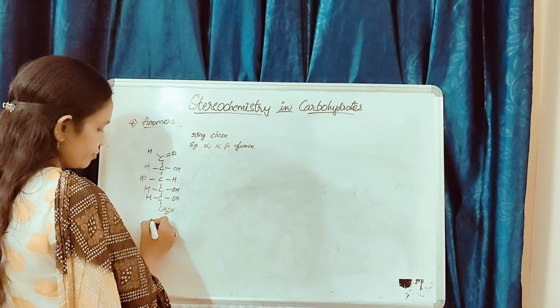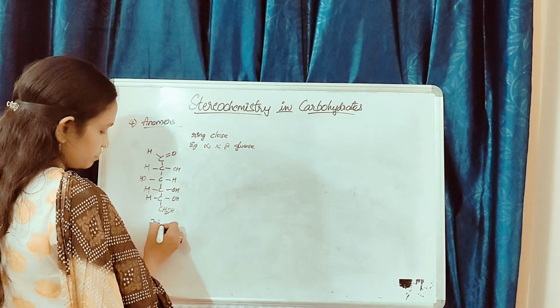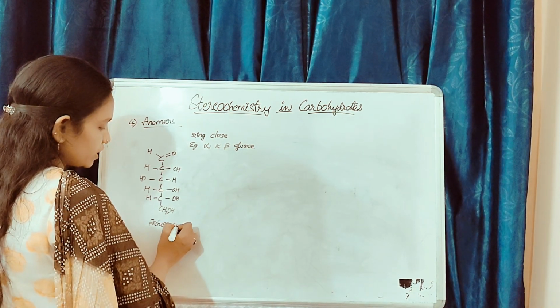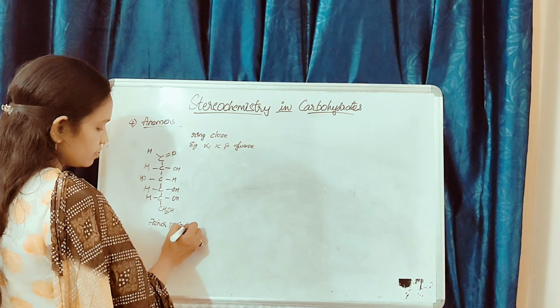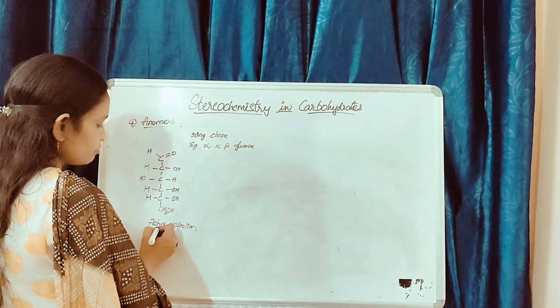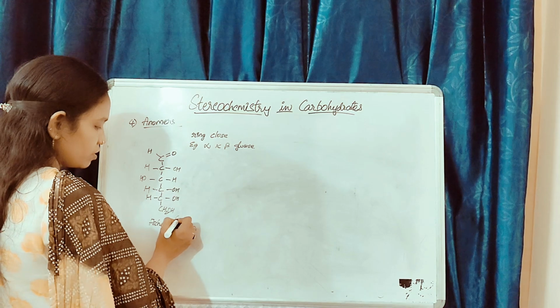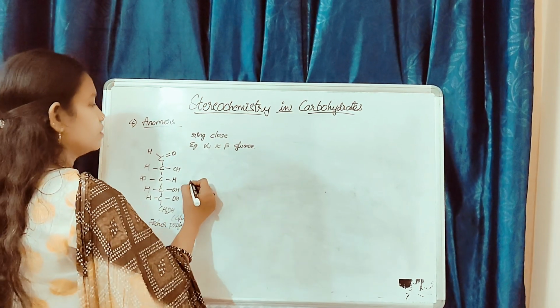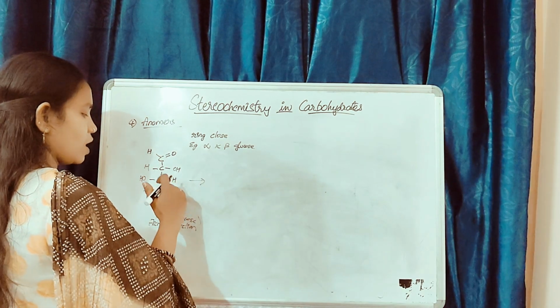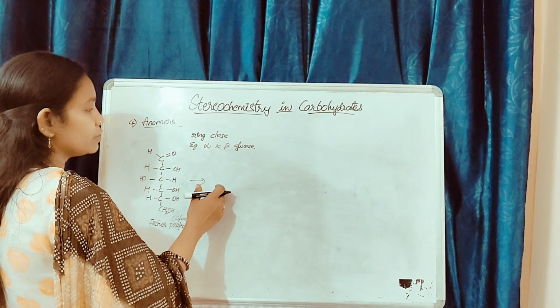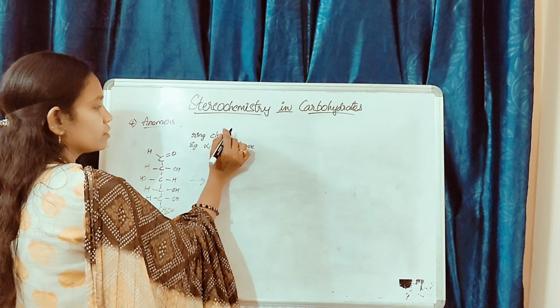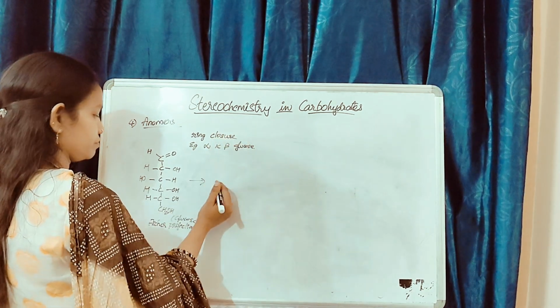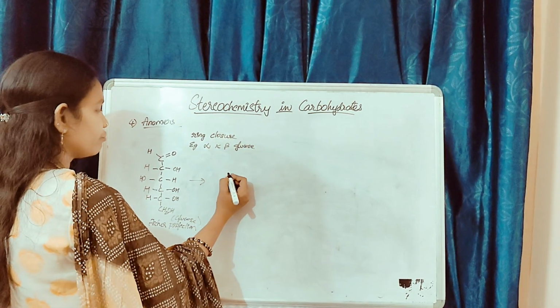So it is the Fischer projection. About this you study in further classes. This is the Fischer projection of glucose. Now let's see how this glucose will turn into the ring structure. Let's see in the ring form.